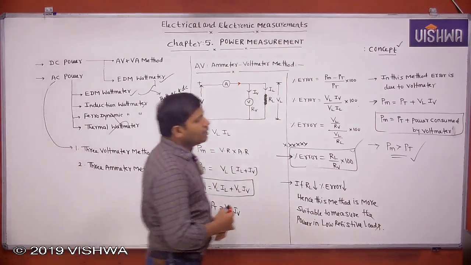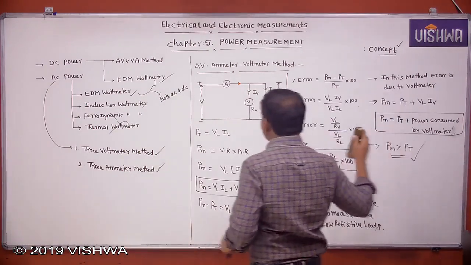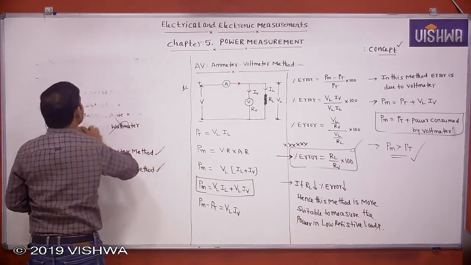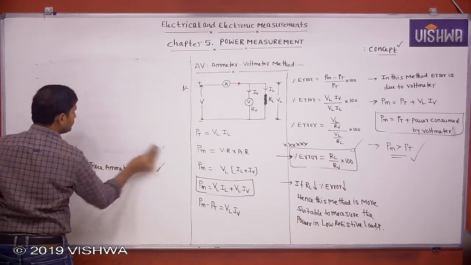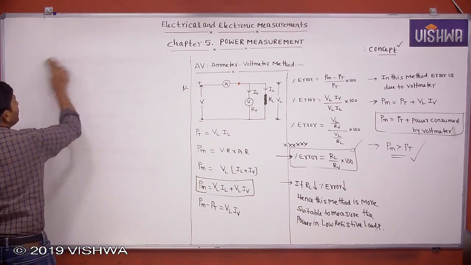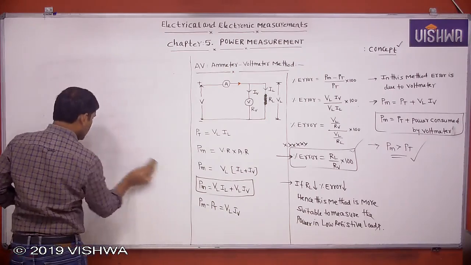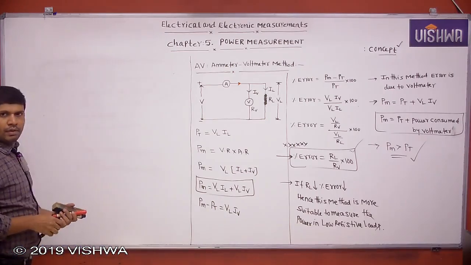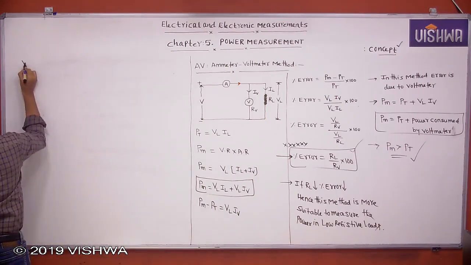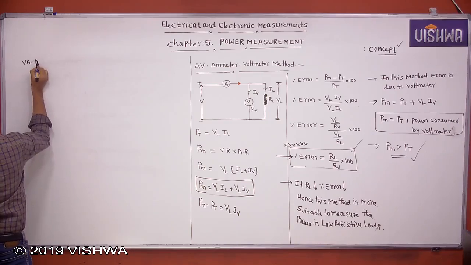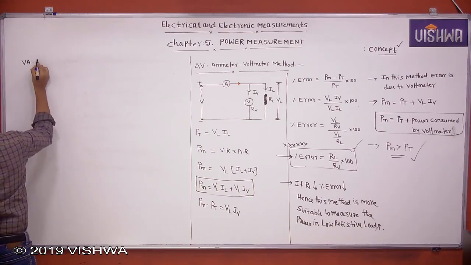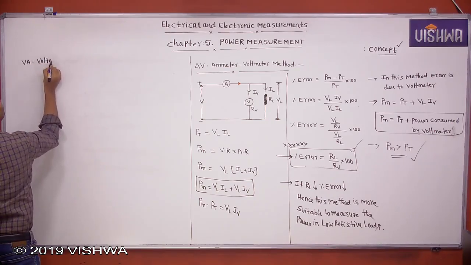The next one is VA method. Concentrate on VA method. Write down VA method, this voltmeter ammeter method.